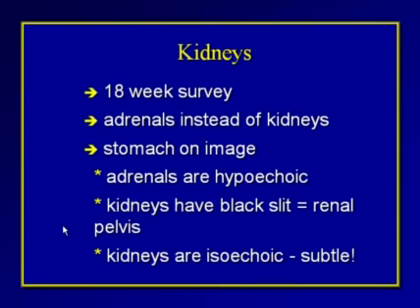Another clue: adrenal glands are very prominent and very hypoechoic, and they're easy to see. The kidneys are isoechoic. They're very difficult to see. They can be quite subtle at 18 weeks. If you're lucky, there'll be a midline black slit or a little bit of fluid in the renal pelvis that will help you confirm that you're looking at kidneys.